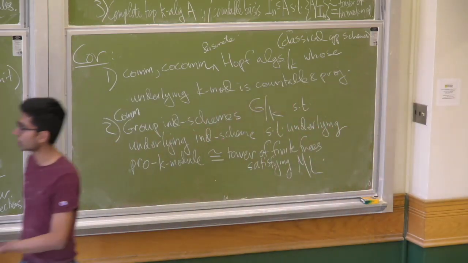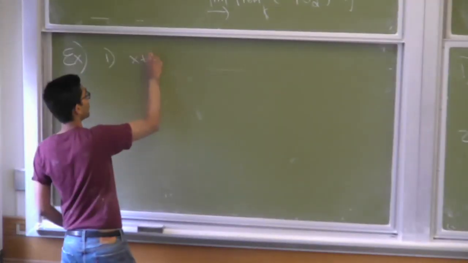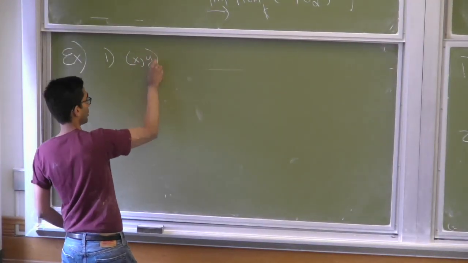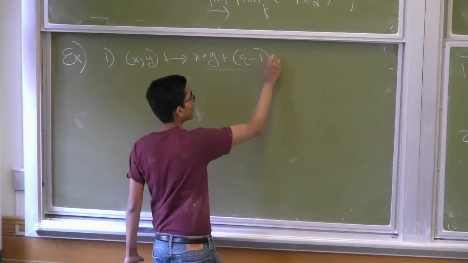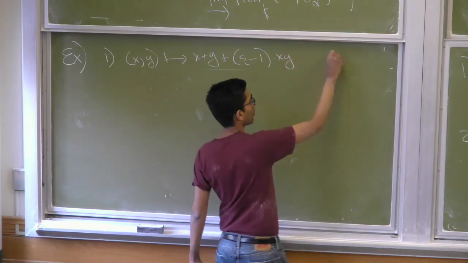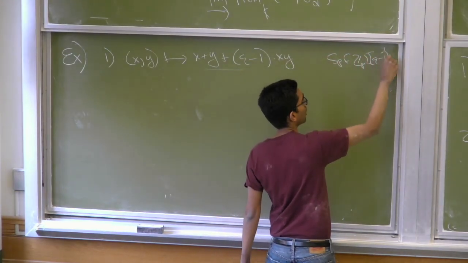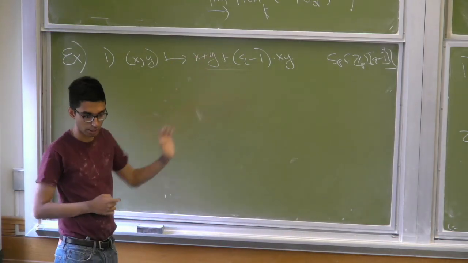But an example is this group scheme, x plus y plus q. It's a group law given by (x, y) goes to x plus y plus (q minus 1) times xy, and this is over Z_p double brackets q minus 1. This is such a group scheme over this q line.